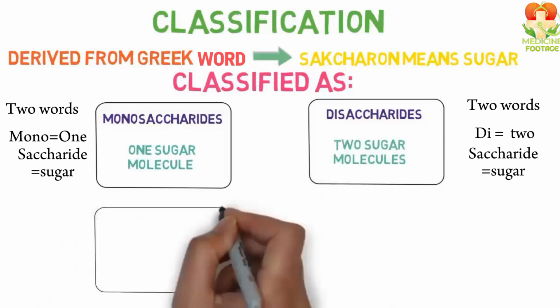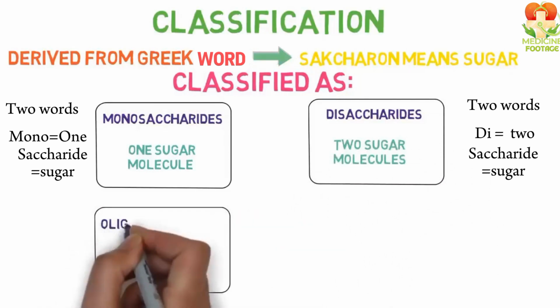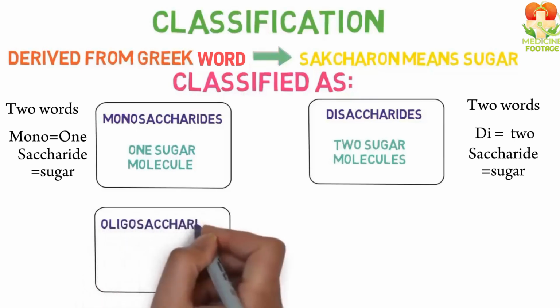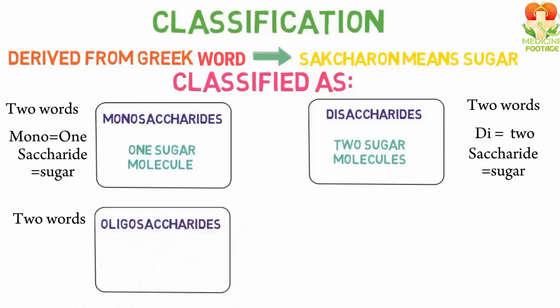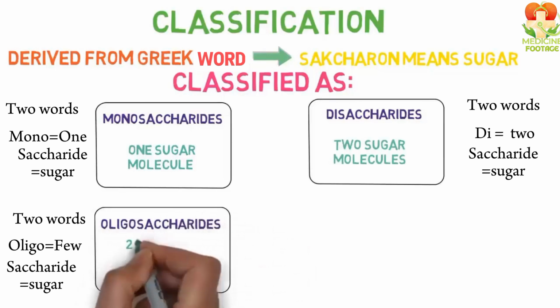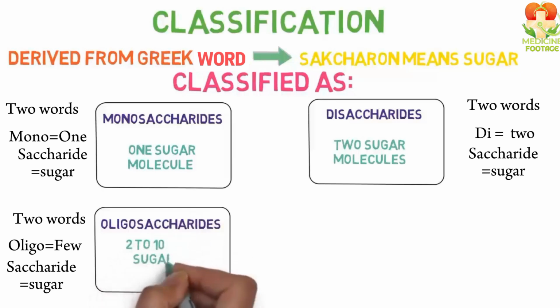The third classification we have is oligosaccharide. It is also made up of 2 words. Oligo means few and saccharide means sugar. Few sugars. Now, you might be thinking how many are counted as few. Let me clarify. As I have already said, mono means 1, di means 2. So, oligo means 2 to 10 sugar molecules come together to form oligosaccharides.